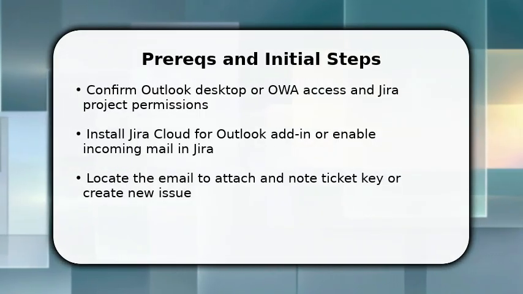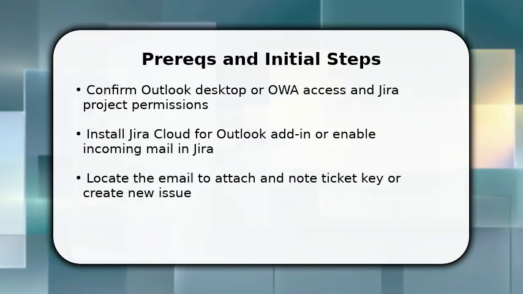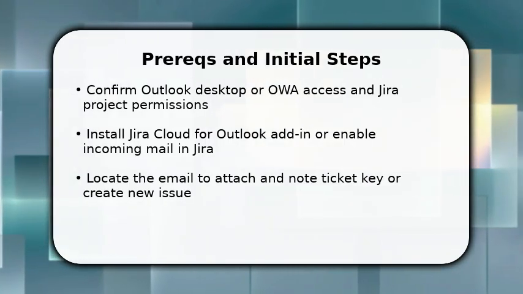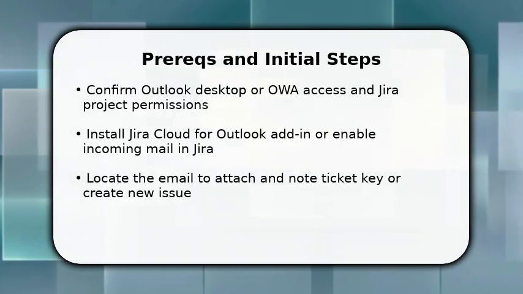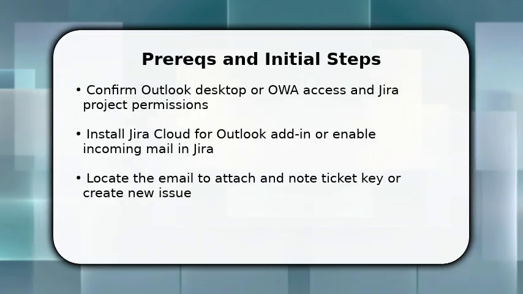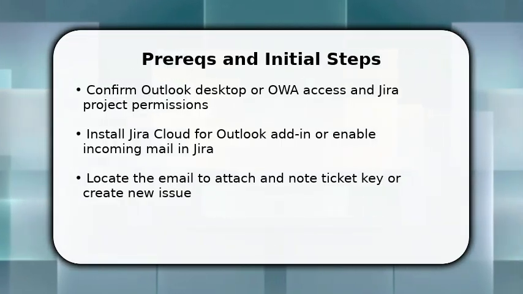Open the email you want to attach, and if you already have a ticket, copy the issue key. If not, create a minimal issue in the target project. Once done, you're ready to connect Outlook to the specific Jira issue for the attachment step.